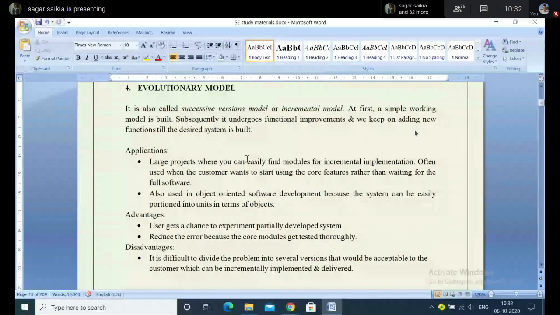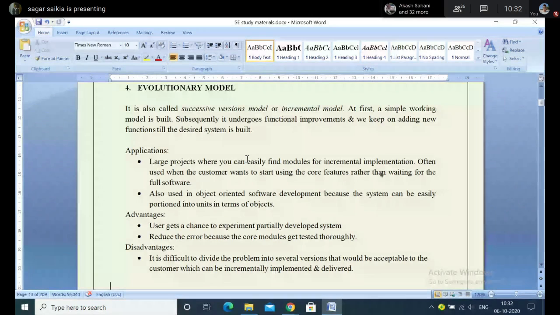Also, if someone is using an object-oriented software development approach, then because the system can easily be partitioned into smaller units in terms of objects, the evolutionary model can also be chosen.